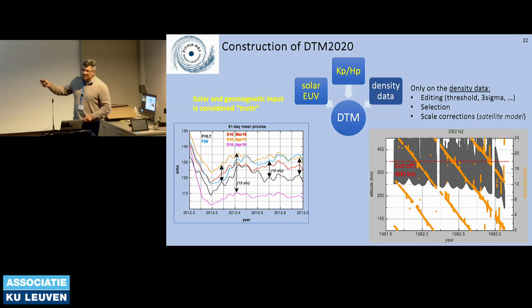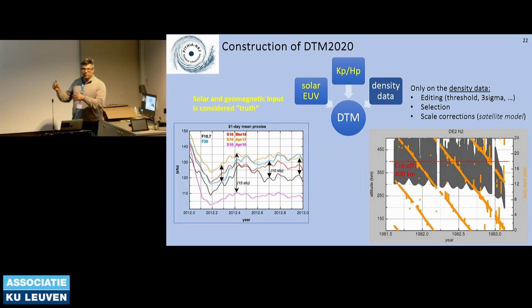On the other hand, the density data, it is a little bit easier to know where the uncertainties and the errors are. So the density data, we do editing. We do thresholding, we do 3 sigma elimination, all that kind of thing. In this example, I cut off at 400 kilometers because you see that above that, the noise becomes too high in the spectrometer data. There are these scale corrections that I explained.